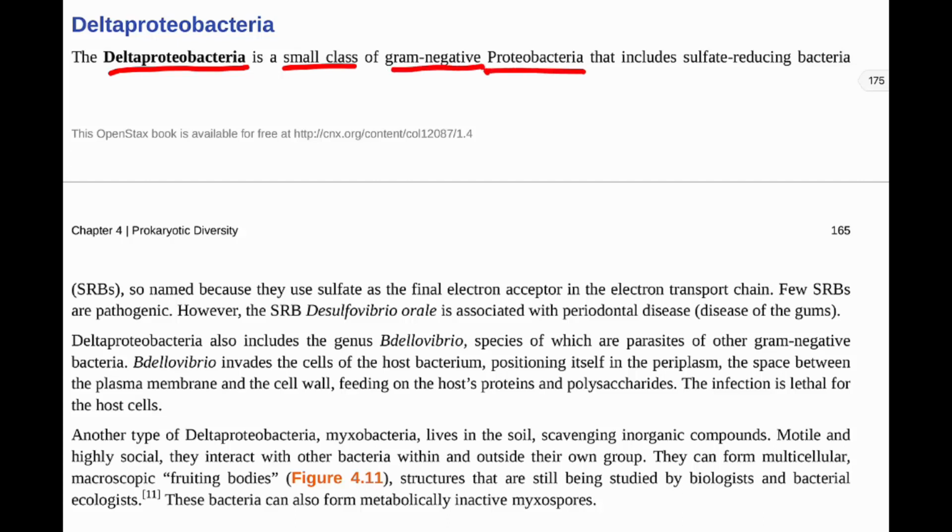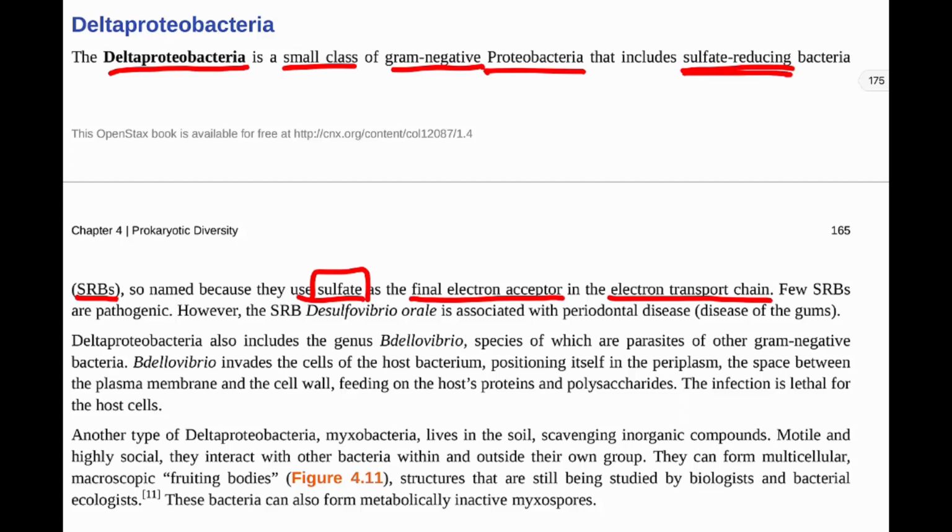They are named that way because they use sulfate as the final electron acceptor in the electron transport chain. If you recall back to your studying of the electron transport chain, where electrons are passed from one thing to the next, and we produce ATP through that process, the final electron acceptor for the Delta Proteobacteria is sulfate. And so they are sulfate-reducing bacteria. Very few of the SRBs are pathogenic.